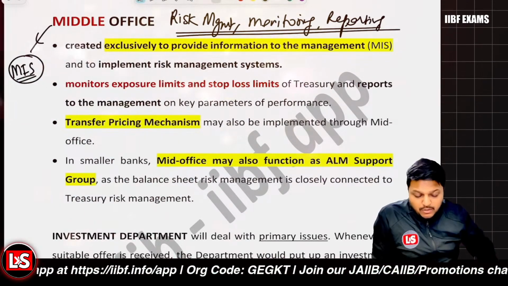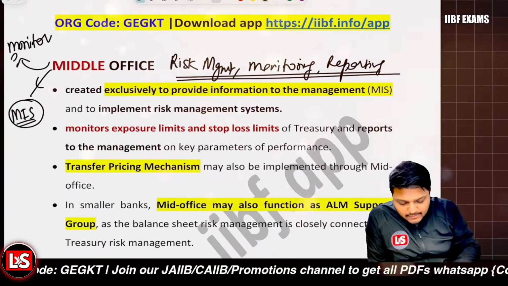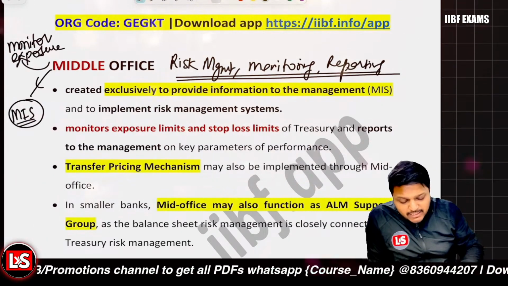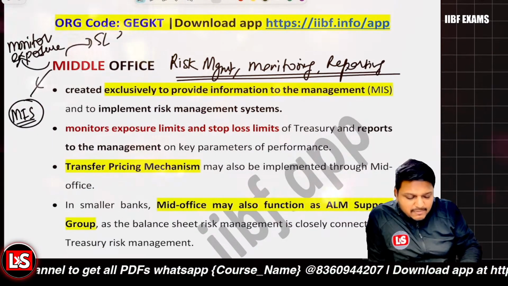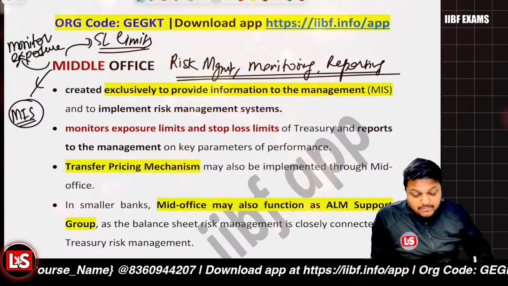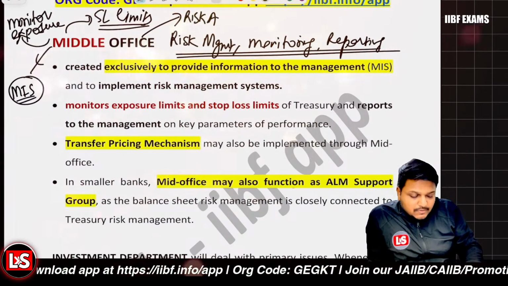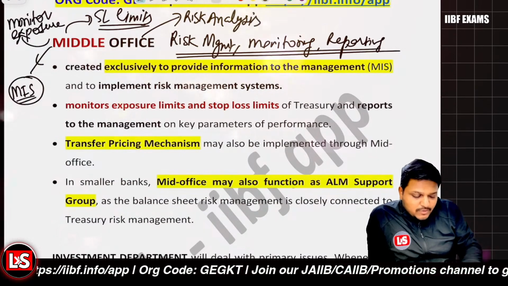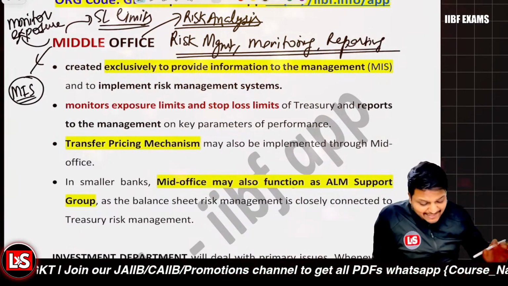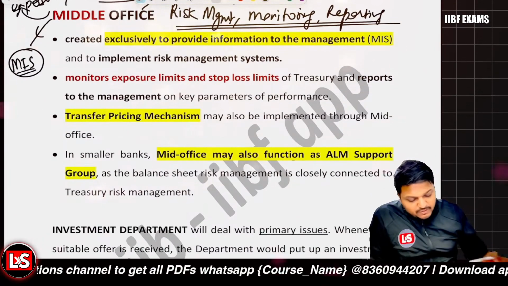And also it is going to monitor the exposure. And also it takes care of the stop loss limits, SL limits, that the front office is not missing the stop loss limits. And also it is to do the risk analysis. The risk analysis is also to be done by the middle office. So middle office is going to ensure that the treasury activities are being done as per the approved risk parameters, right?